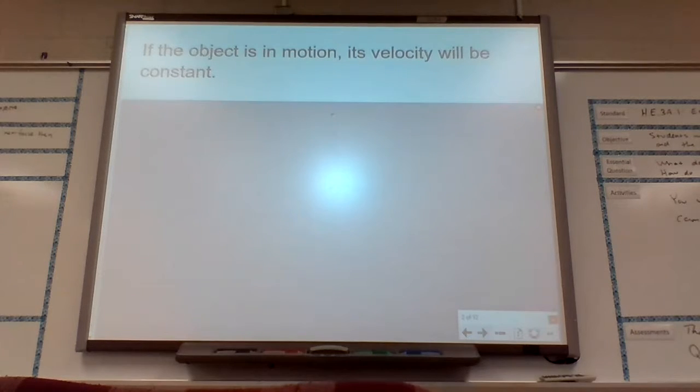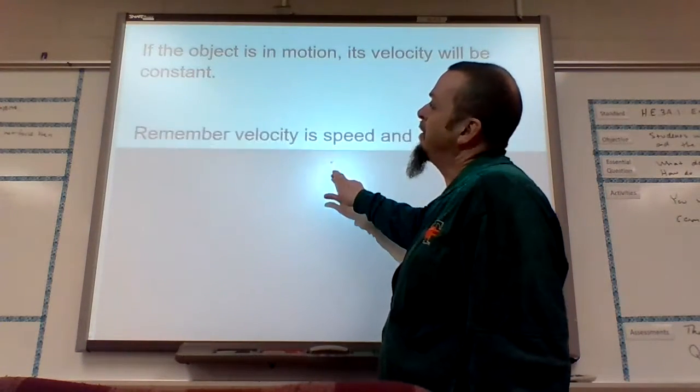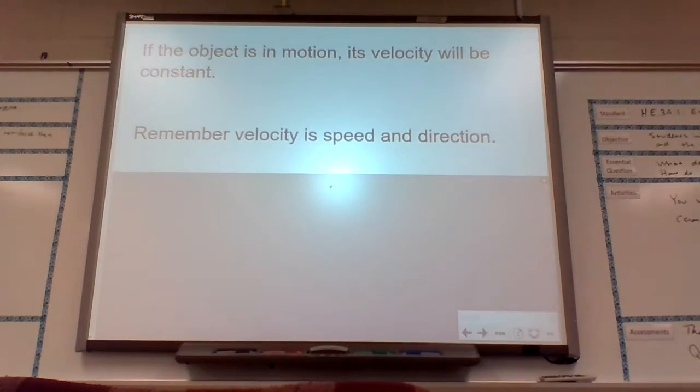So in the absence of a net force, the object's motion is constant. So if it is in motion, if that object is moving, its velocity will be constant. And velocity is the correct word to use with this. It's not just speed. We can't say its speed is constant because, as we know, it's more than that. Velocity is speed and direction of an object. So if it's in motion, its velocity will be constant. Again, that means its speed and its direction will be constant.